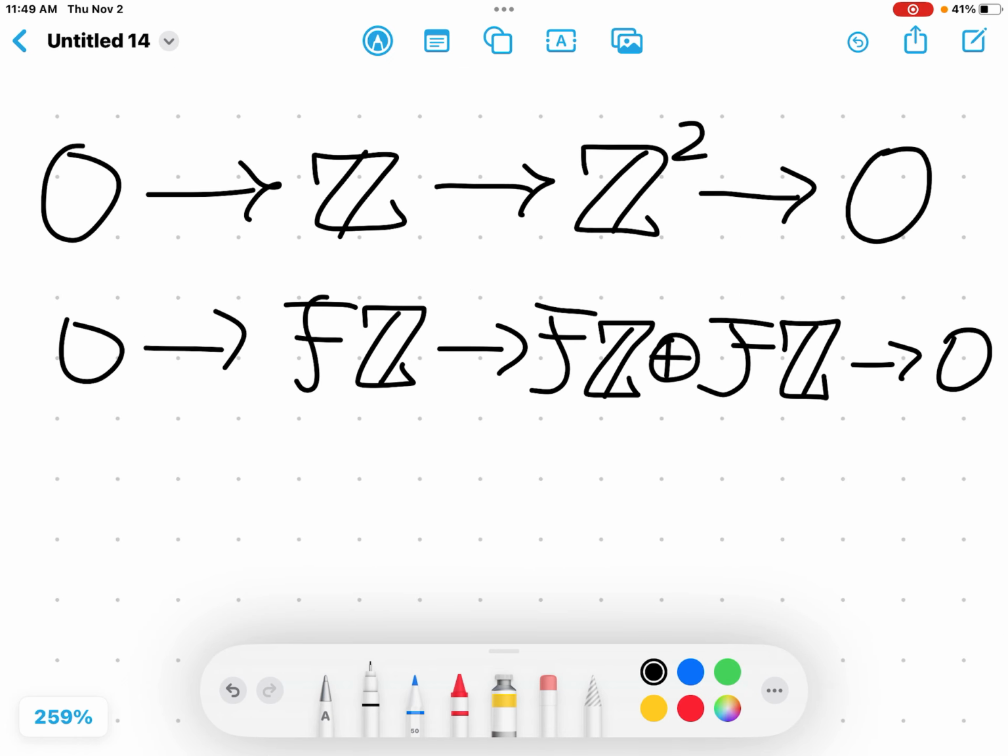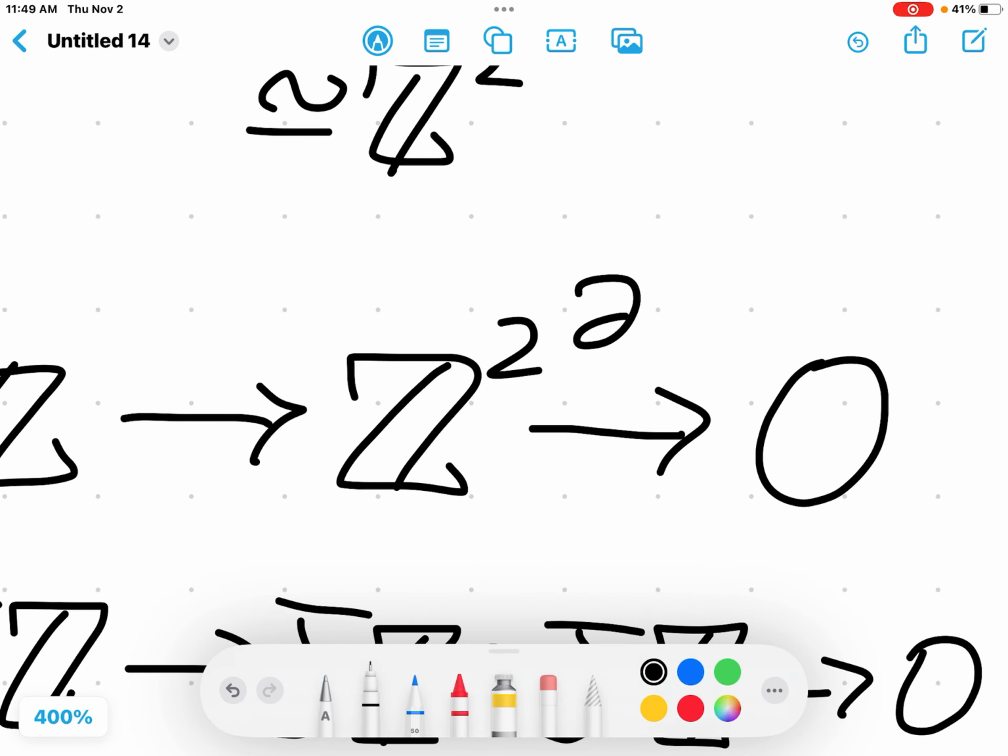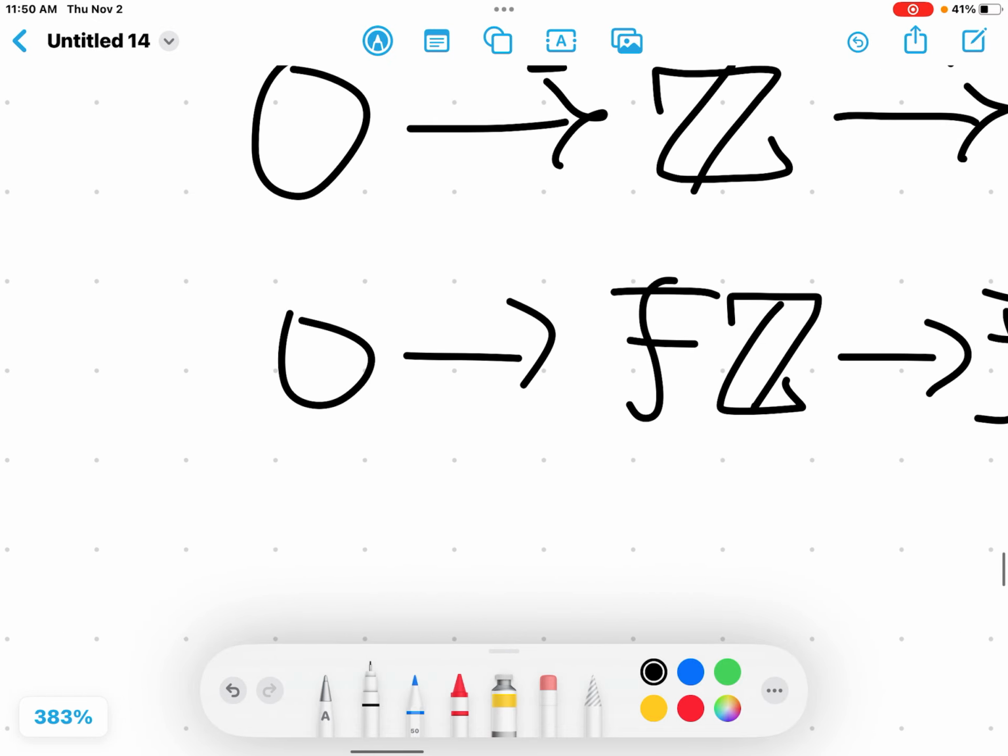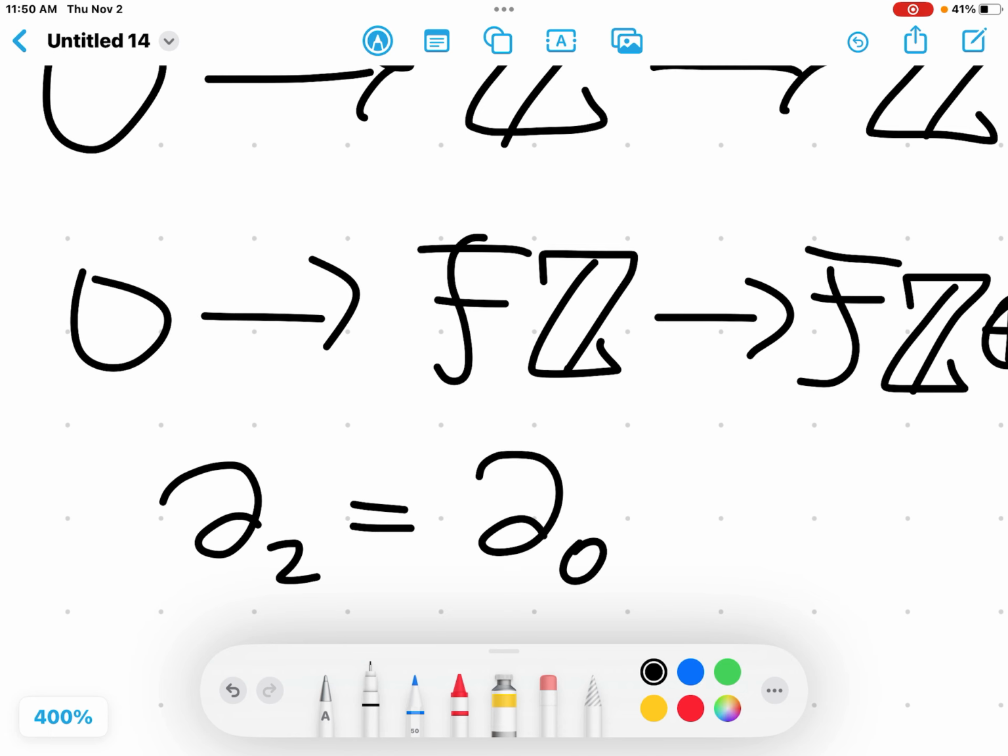Alright, so how do we compute the homologies here? We need to find out what the boundary maps are. So this is del 0, del 1, del 2. Obviously, the image of del 2 is the same as the image of del 0, which is 0.